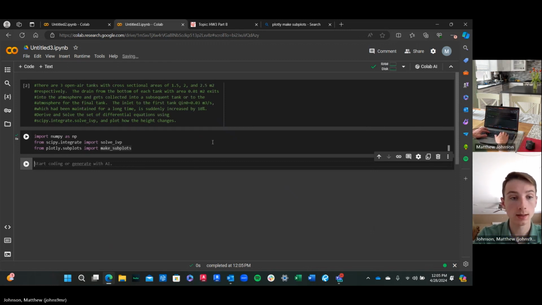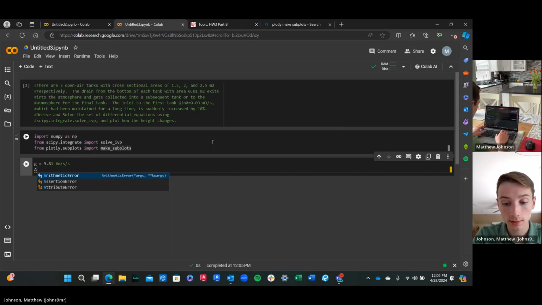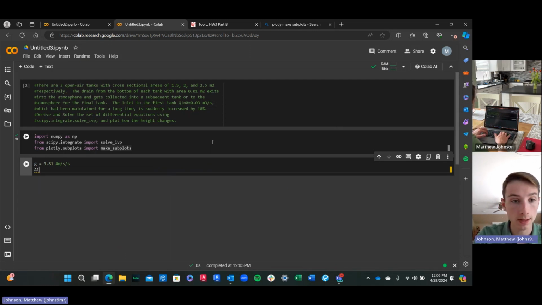Let's chug away now. We're going to need to import all the things in the problem, and then we'll work in the things that we derived on the whiteboard from last time. So the first thing we obviously need is the value for gravity, 9.81, that's in meters per second squared. Let's see. So they give us the cross-sectional areas. I believe we used capital A for these areas. So the cross-section of tank 1 is 1.5, and that's in meters squared.